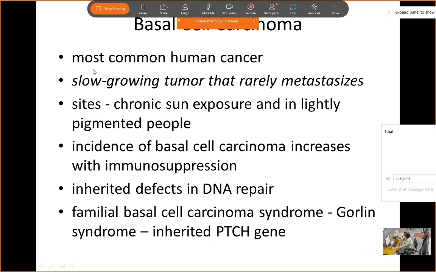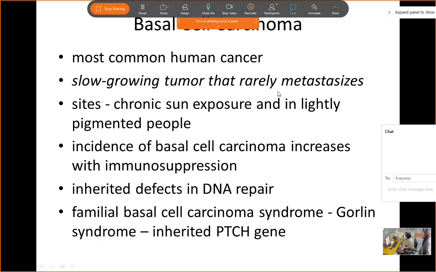Now, basal cell carcinoma is the most common human cancer. It's very slow growing. This is important because it is a carcinoma, but it is not like squamous cell carcinoma, in which, you can see, I showed you a picture with a lymph node metastasis. Squamous cell carcinoma can rapidly go into the lymph node.